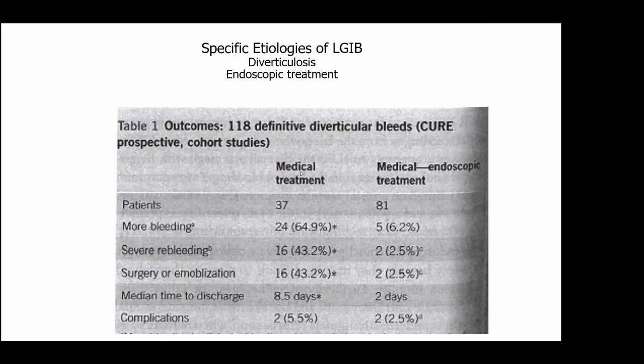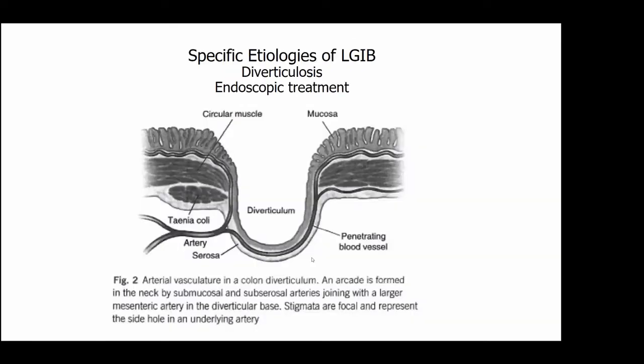So in those patients who did not get endoscopic therapy, 65% of them continued to bleed. But in those who got endoscopic therapy, only 6% continued to bleed. In those not receiving therapy, 43% needed surgery or embolization. In those getting therapy, only 2.5% did. And here, not getting endoscopic therapy was associated with longer days in the hospital and more complications.